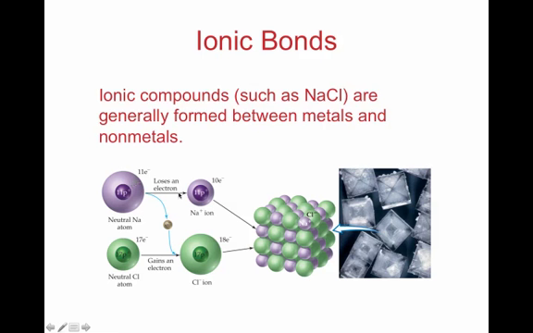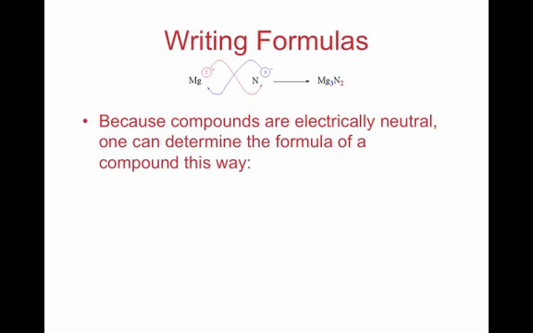When you lose an electron, your ion becomes smaller. When you gain an electron, your ion becomes larger. And once you have these charged particles and they come together, they typically form these crystal lattice structures. We're going to talk a little bit more about those when we talk about inorganic chemistry.